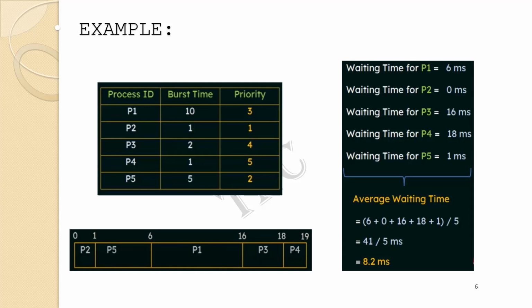So we'll calculate the waiting time for each process. The waiting time for P1 is 6 milliseconds. The waiting time for P2 is 0 milliseconds because we started P2 first, so it started at 0. The waiting time for P3 is 16 milliseconds, for P4 is 18 milliseconds, and for P5 is 1 millisecond. Now we'll calculate the average waiting time. The waiting times of all 5 processes are summed and divided by 5. So the overall average waiting time for this priority scheduling is 8.2 milliseconds.